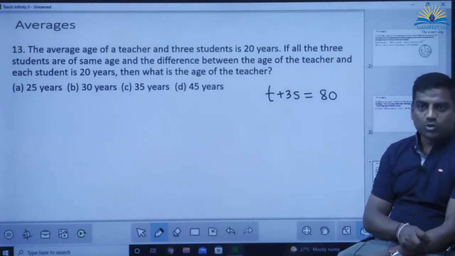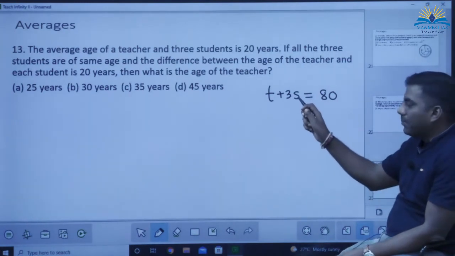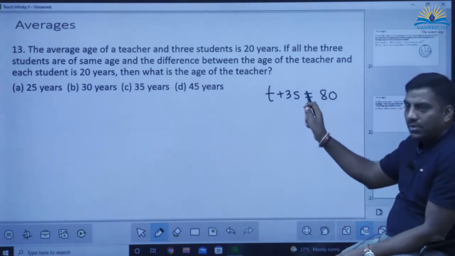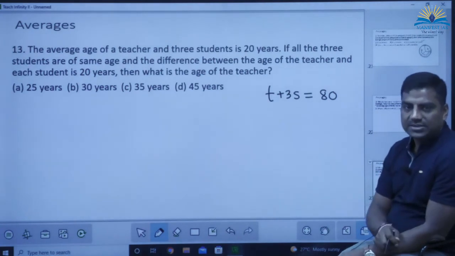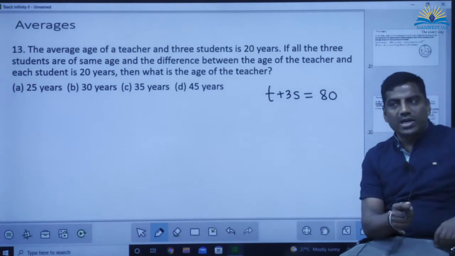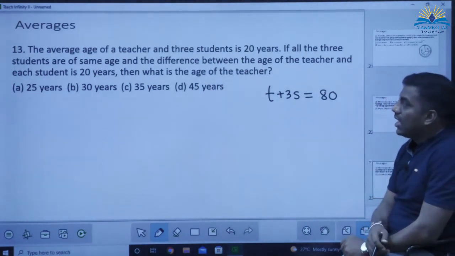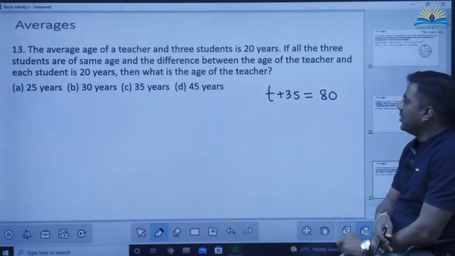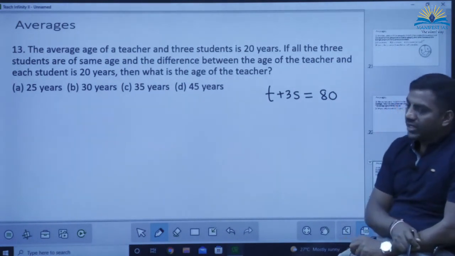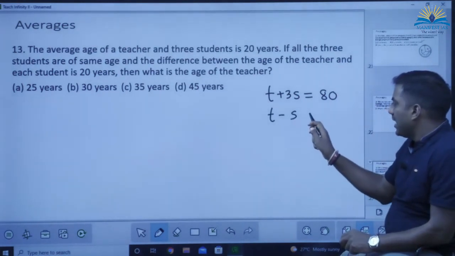Teacher and 3 students, totally 4 persons. Average is 20, so the total is 80. Teacher plus 3 students. Why have I combined them? Because all the students are of the same age. t plus 3s is equal to 80. This is one equation. Another equation, they have given: the difference between the age of the teacher and each student is 20 years. That means t minus s is equal to 20.